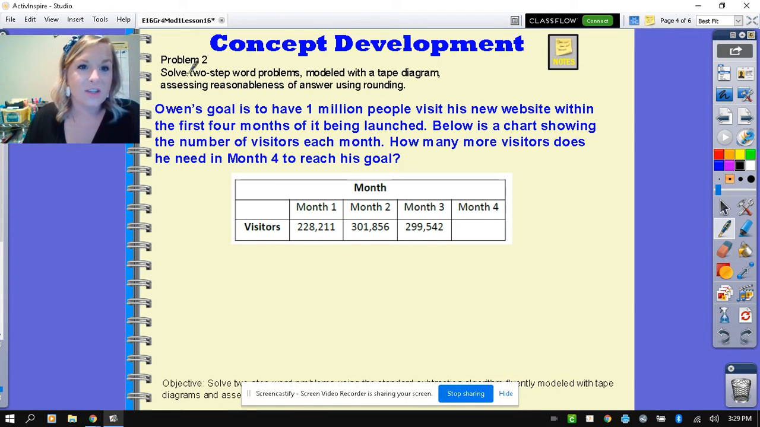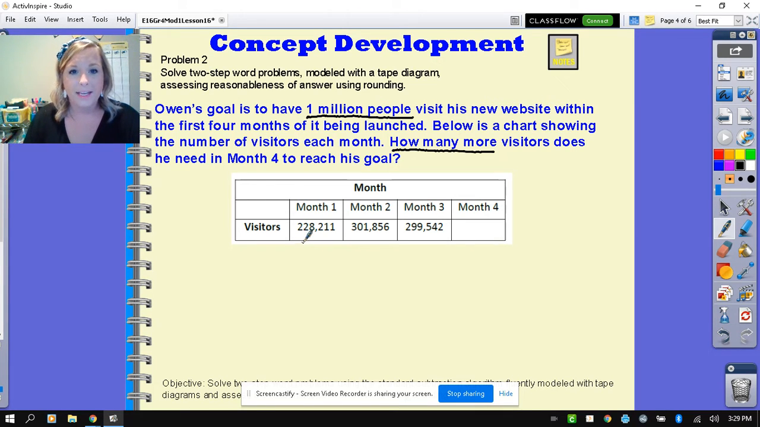So again, it says solve 2-step word problems, model with a tape diagram, and then assess the reasonableness of your answer using rounding. Okay, so Owen's goal is to have 1 million people visit his new website within the first 4 months of it being launched. Below is a chart showing the number of visitors each month. It says how many more visitors does he need in month 4 to reach his goal? It doesn't tell us month 1, 2, and 3 in our word problem, so we have to come down here, use our visuals, and understand what we're doing.